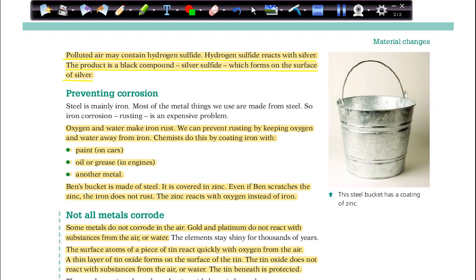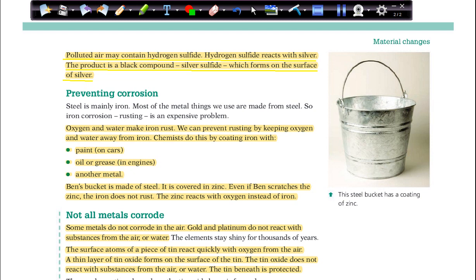You have to pay attention to this paragraph, because you might have a question on it. So how does the silver corrode? Silver doesn't corrode in clean air or at room temperature, 20 degrees, in clean air, but it does corrode in polluted air, because it might contain hydrogen sulfide to react with the silver, and it will form a black compound, which is silver sulfide, on the surface of the silver.